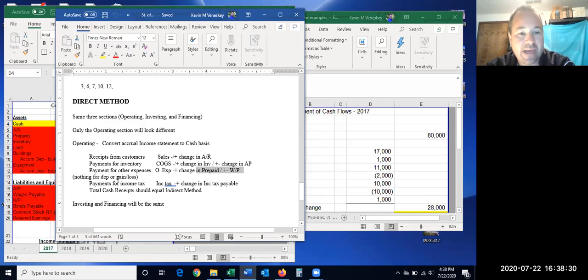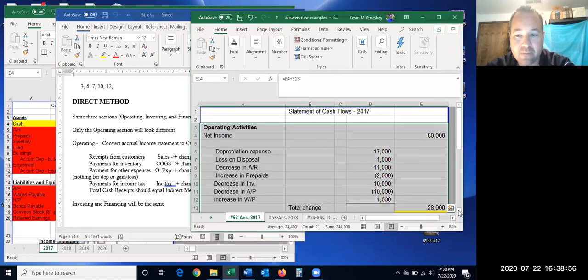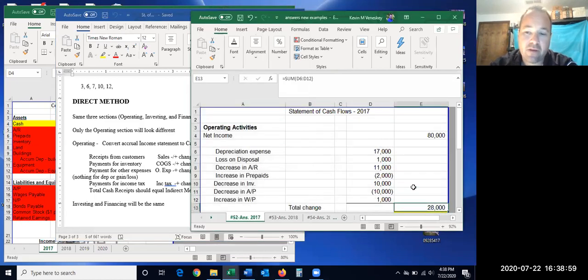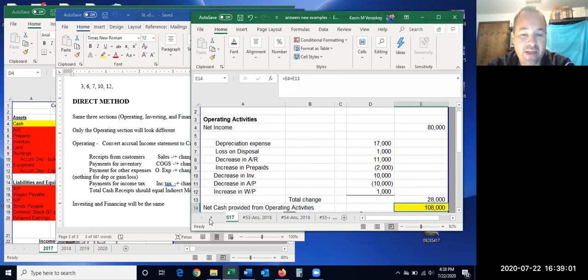Anytime we have any depreciation, that doesn't involve cash, so we just ignore that. Any gains or losses, we ignore on the income statement because we're not dealing with net income. We're not dealing with the final number, so we don't have to adjust it out. Then we're going to look at the income tax expense, and how much we paid compared with the income tax payable. And when we're all done and we add up the direct method, it should be the same as the indirect method. So the indirect method here was 108. Hopefully we'll get that with the direct method.